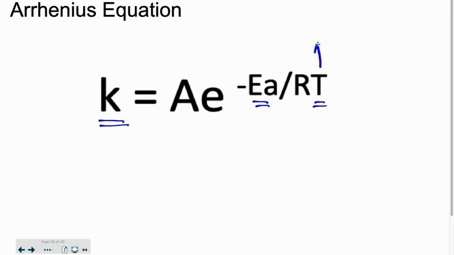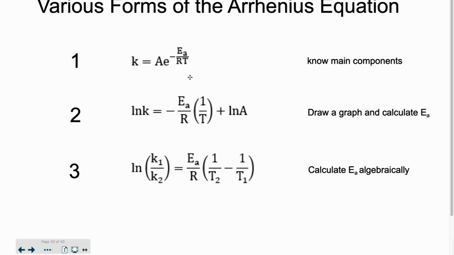You will recall that as we increase the temperature of a reaction, the rate of the reaction increases, which also increases the value of the rate constant. You would also recall that as we lower the activation energy for a chemical reaction, that also increases the rate of the reaction, which also increases the value of K. What this equation shows us is the temperature dependence of the rate constant and also its dependence on the activation energy of the reaction. There are three forms of this equation that you are supposed to be familiar with.